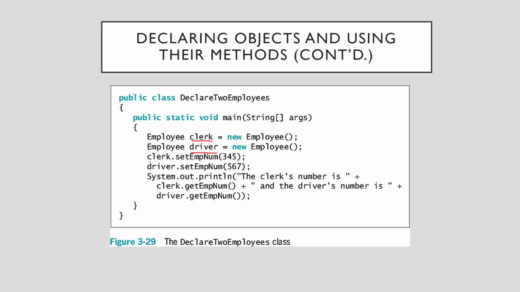So clerk dot set employee. That operator is being used to access set emp number of the class employee for the object clerk. So there are two objects being created for one class. We can create clerk for employee. A clerk is an employee, driver is an employee, manager is an employee, supervisor is an employee. So we can create as many objects as we want depending on the purpose of the application.